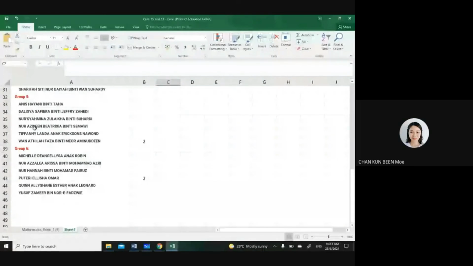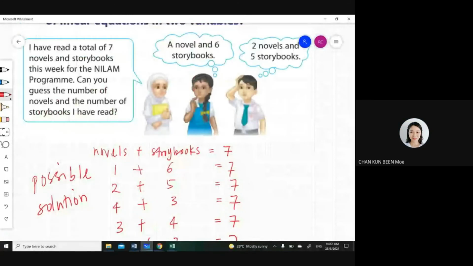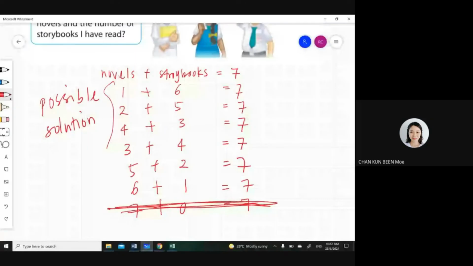Okay, thank you. So you all can get the possible solutions, right? We call these possible solutions. Can I give the solution such as 7 plus 0 or not? No. Why? Because she said she read a total of 7 novels and storybooks. So there must be at least 1 novel or 1 storybook. It cannot be 0. So this is not a possible solution. So you remember all of these are the possible solutions.